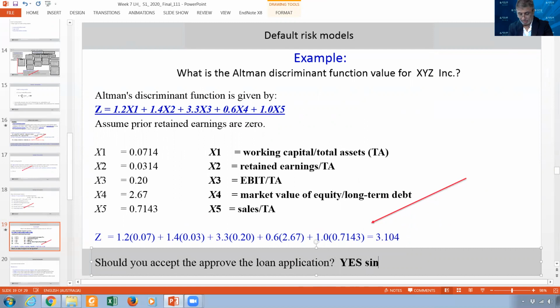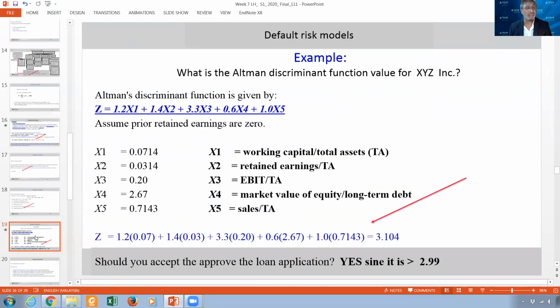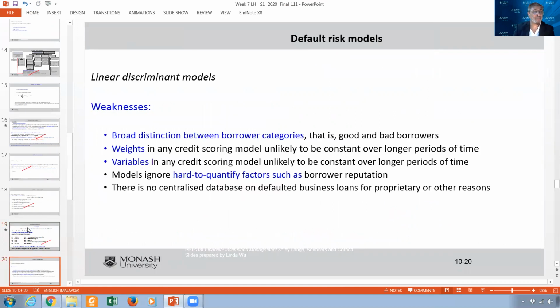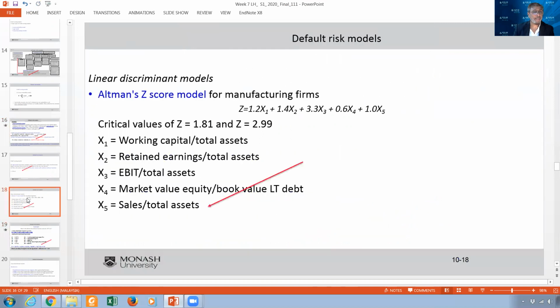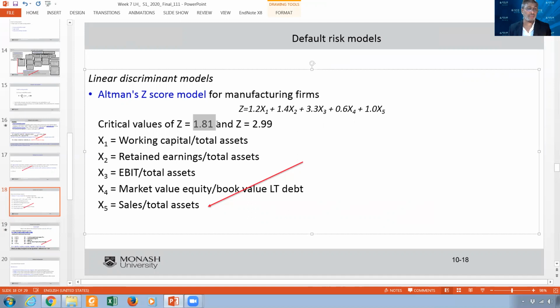Now somebody will tell me, what if it is between 1.81 and 2.99? You can still accept, but it is critical. You may accept it, you may not accept it. It's what we call the critical area. In the critical area, you don't reject. You reject only when it is under 1.81. If it is between 1.81 and 2.99, it's a critical area. But under 1.81, this benchmarking already, this one is not going to be accepted. Over 2.99, of course, you will accept it as we did here.